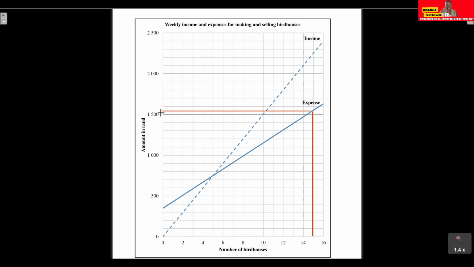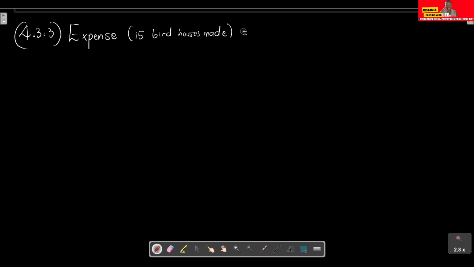We can see that this red line is at position 1550, because it's between 1500 and 1600. So we can see that his expenses for making 15 bird houses is 1550. That is the expenses, because he spent that amount making these bird houses.